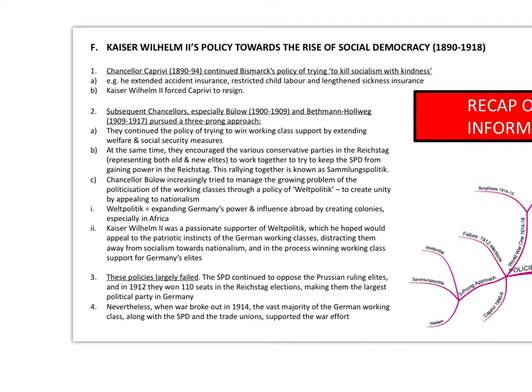And as we know, Kaiser Wilhelm II was much more dominant, more involved in politics. But you do need to know the policies of the different chancellors. So Caprivi, in a sense, continued Bismarck's policy of trying to kill socialism with kindness. We've covered that. And then the subsequent chancellors, particularly Bülow, he's the important one. Remember, they followed what I called a three-prong approach. Three things, okay? They partly continued the policy of trying to win them over with kindness by giving them welfare measures. Generally didn't work.